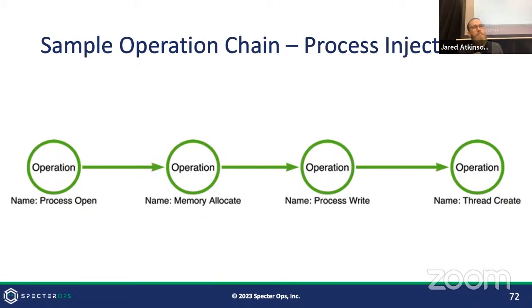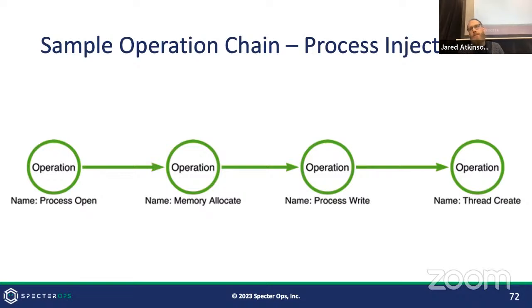But it would have been better had that person explained it to me by saying, hey, if you see process open, memory allocate, process write, thread create, you're seeing process injection. Now, if you think about MDE or your EDR, right? What do you actually see? What are the events telling you?